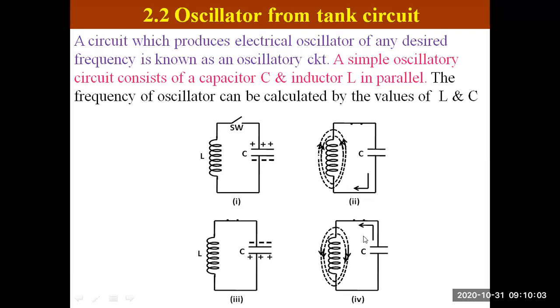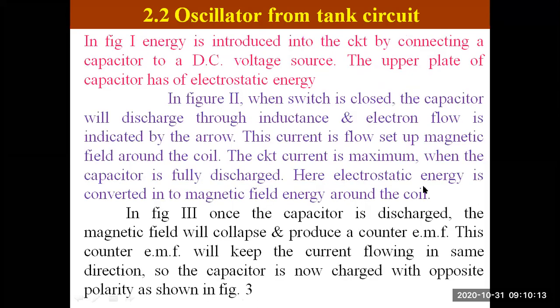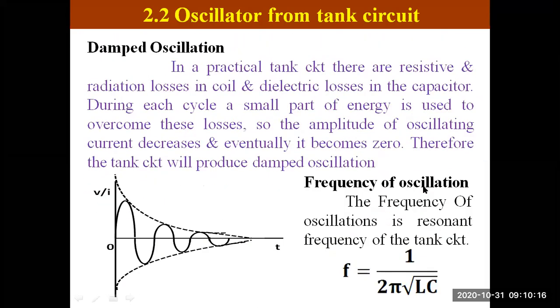That means charging of the capacitor and discharging of the capacitor. That means this cycle is produced, and oscillation is produced from the tank circuit. That means this is the oscillation from the tank circuit. After that, here we have to see the damped oscillation.